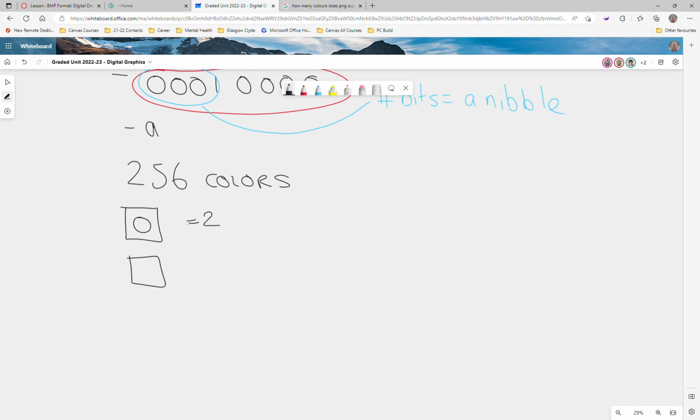If we have 2 boxes, how many combinations can we have? 4. Right, talk me through them. 0, 0; 0, 1; 1, 1; 1, 0. 4?